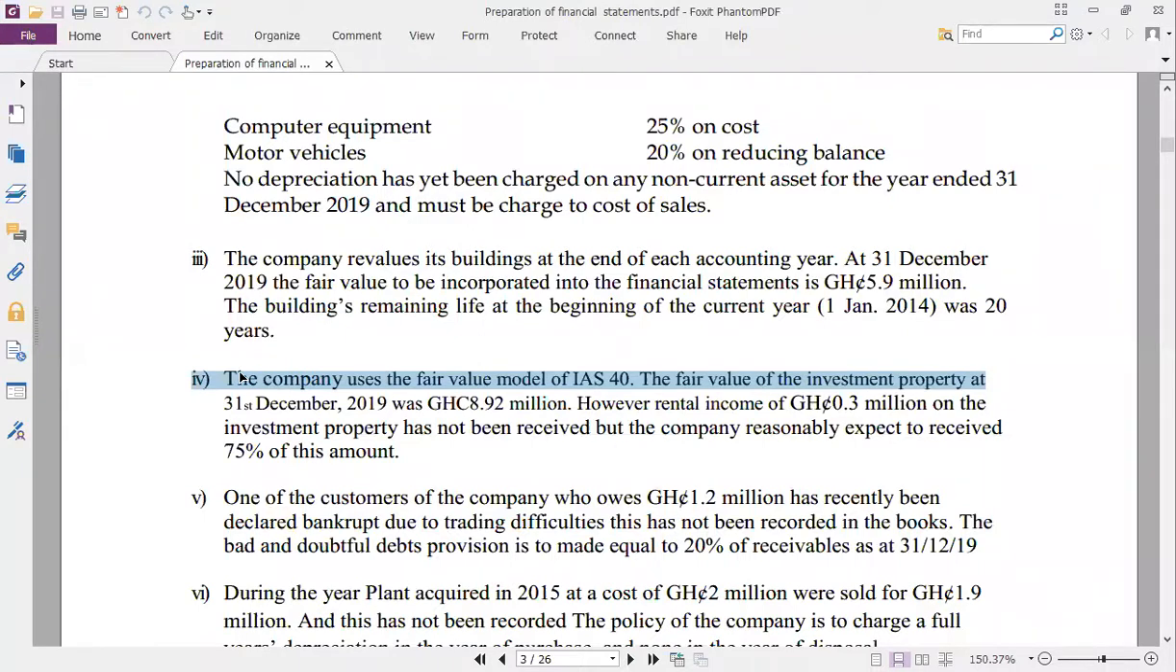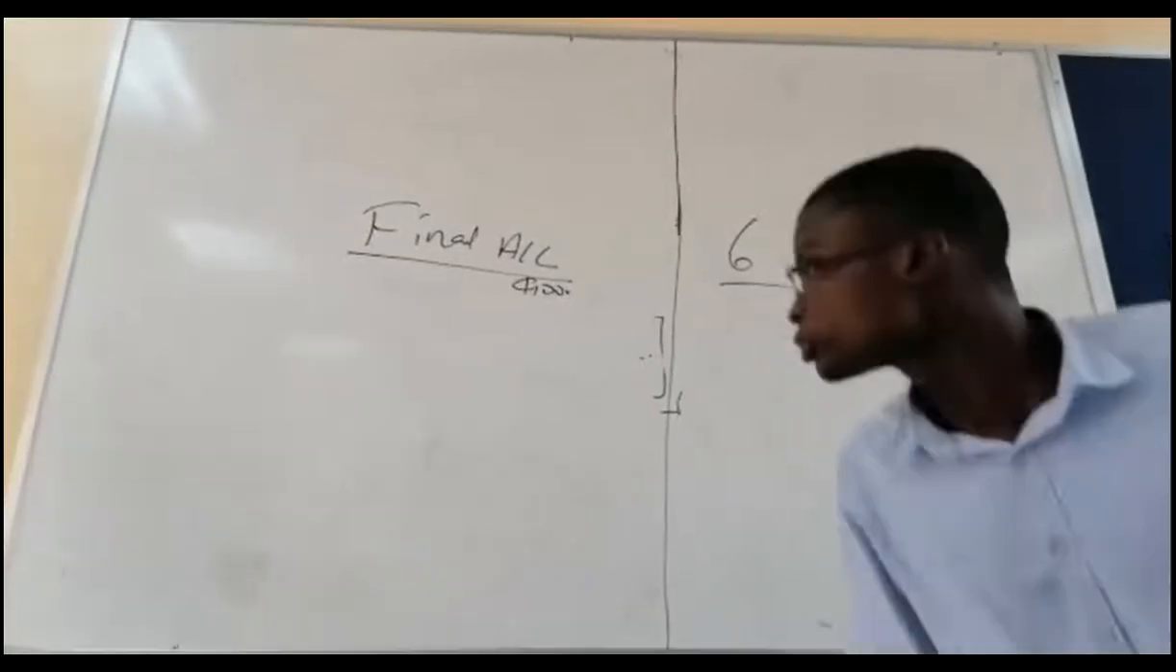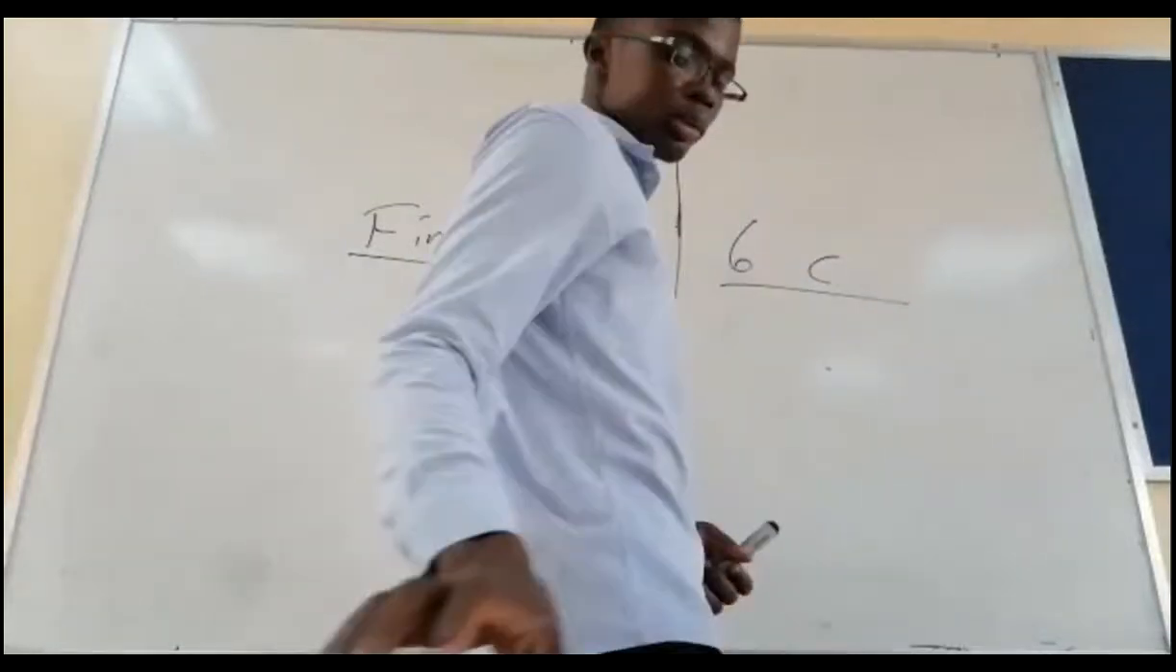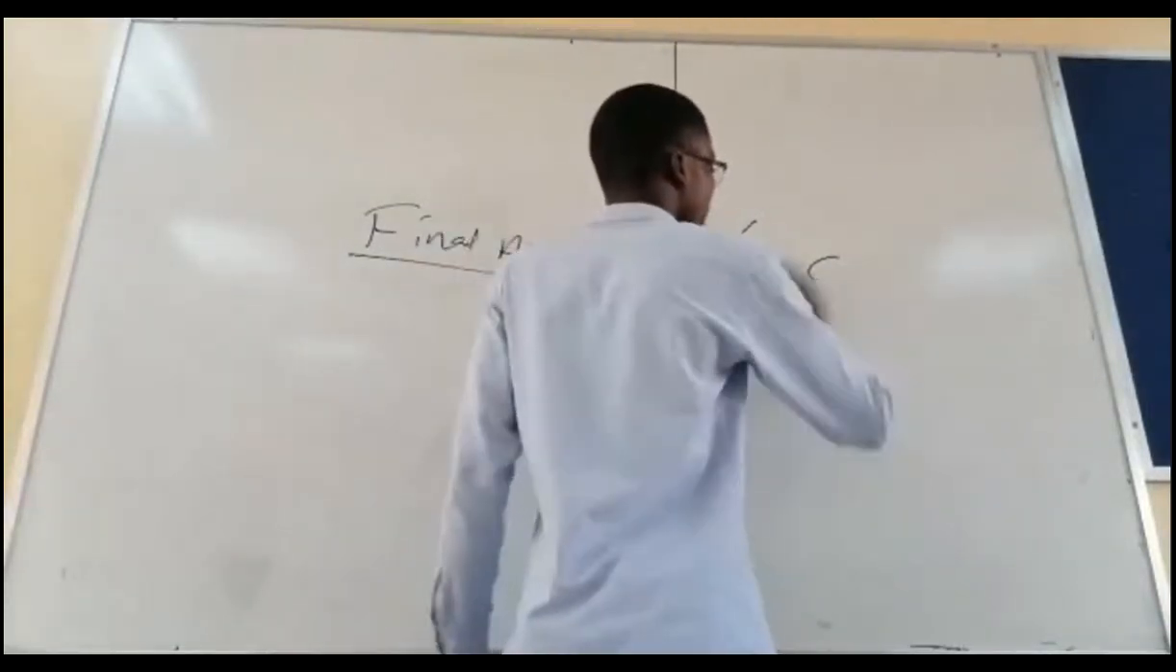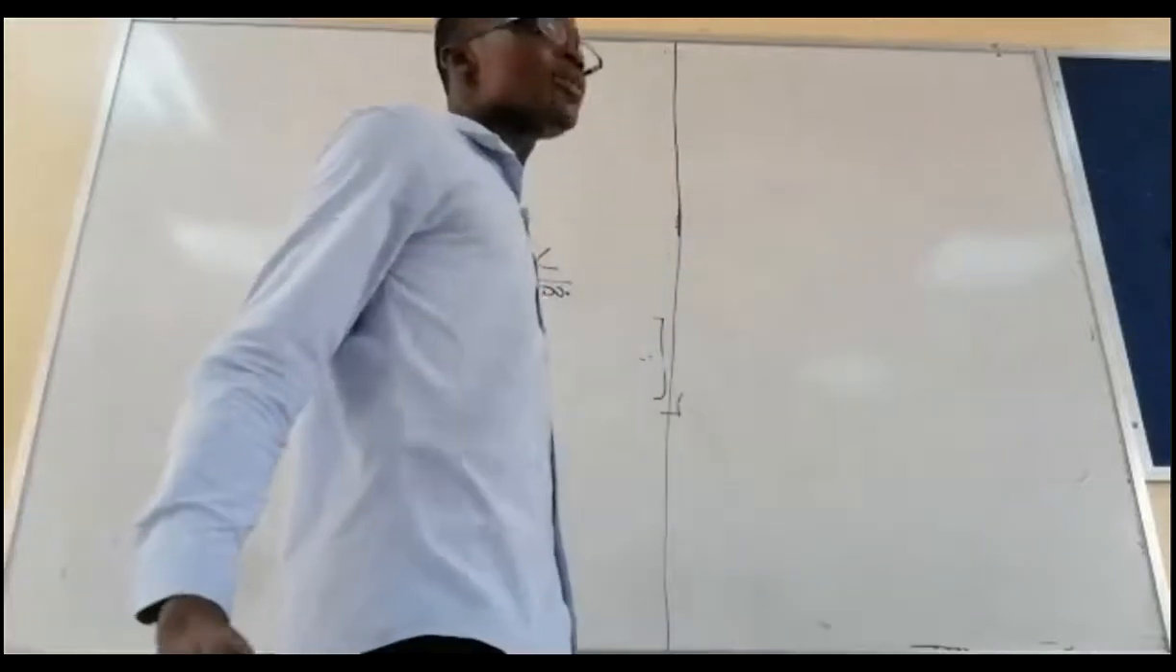Company uses the fair value model of IAS 40. Fair value model of investment property as at December. Okay, so fair value at the end of the reporting period as at 31st December 2019 is 8.92. If I have no idea how to solve it, first, they say fair value of the investment property at the end of 31st December 2019. So I'll go to the solution and provide some notes as if I'm coming to do something proper.